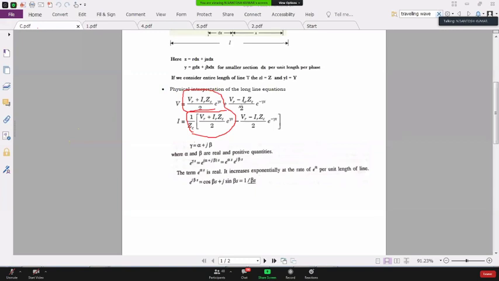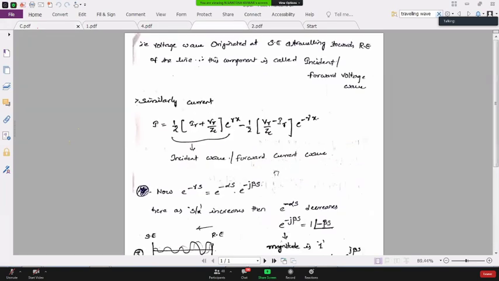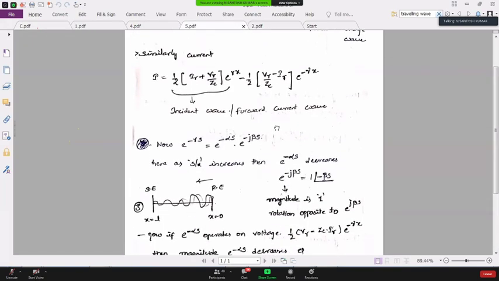Done. Now we need to see the other two terms. Before seeing these two terms, I want to share that screen so that it will be easy to understand. Now see the screen here.